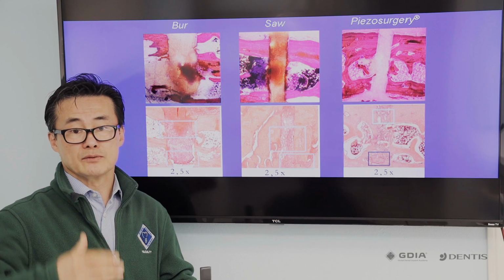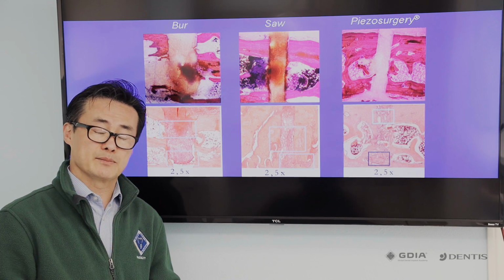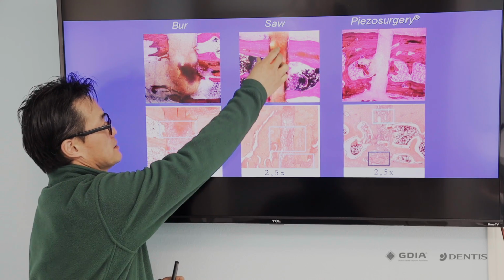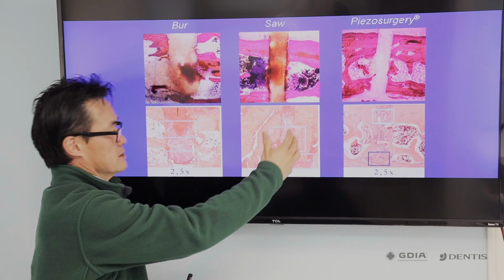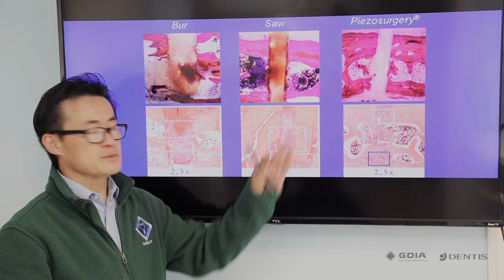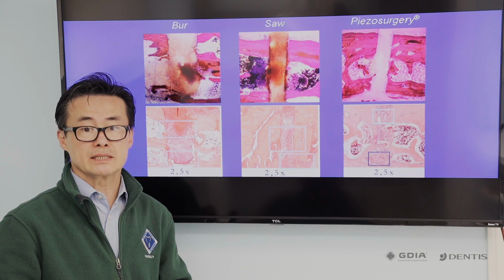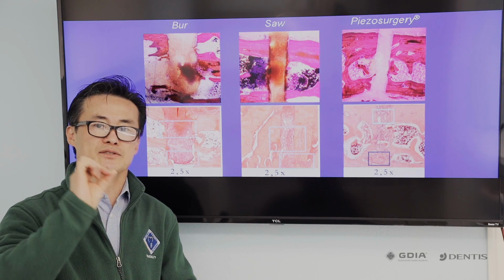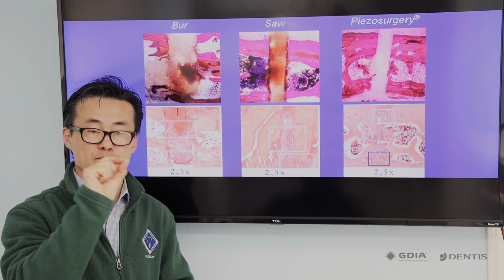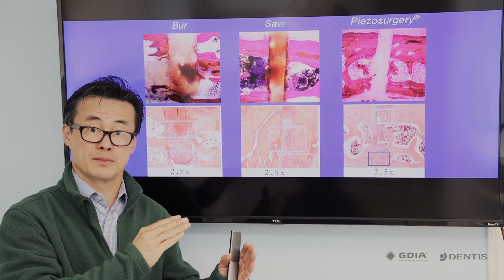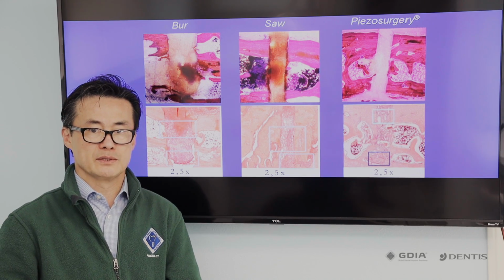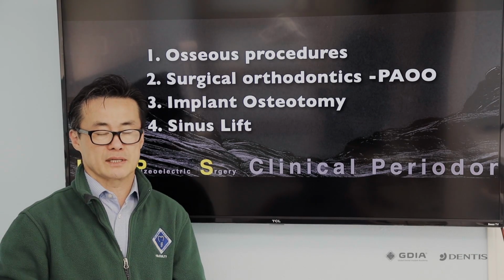SAW is another reciprocating vibration type of device that's commonly used, and it too also has some burning of the tissue, some heat generation, and therefore it translates to acute inflammation. When it comes to piezoelectric bone surgery device, because of the rather fast ultrasonic nature of the frequency and minimal amount of movement of the tip relative to the bone tissue, we tend to get as minimal amount of inflammation as possible. So that is the reason why we advocate the use.